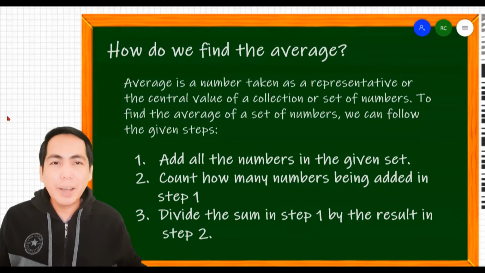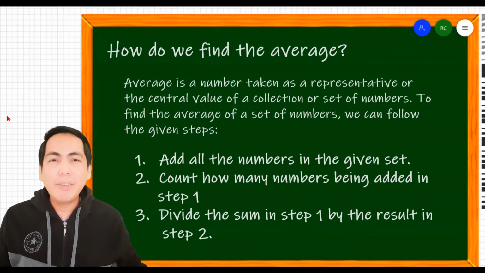So how do we find the average? Average is a number taken as a representative or the central value of a collection or set of numbers. To find the average of a set of numbers, we can follow the given steps. First, add all the numbers in the given set. Second, count how many numbers were added in step 1. And third, divide the sum in step 1 by the result in step 2.